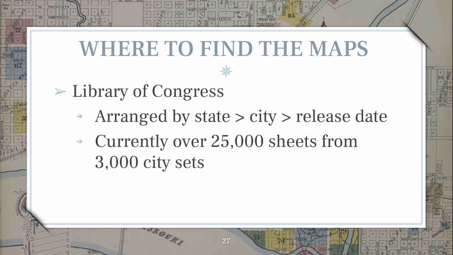Currently, there are over 25,000 sheets from more than 3,000 city sets online from 34 U.S. states, Canada, Mexico, Cuba sugar warehouses, and U.S. whiskey warehouses.